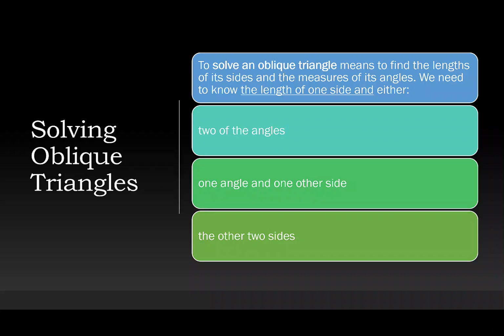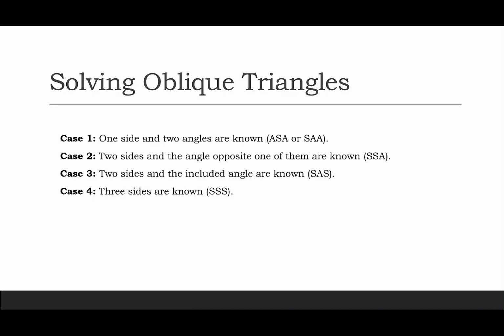To solve an oblique triangle means we want to find the lengths of the sides and the measure of its angles. We need to know the length of at least one side and either two of the angles, one angle and the other side, or the other two sides. We can break that down into four cases.